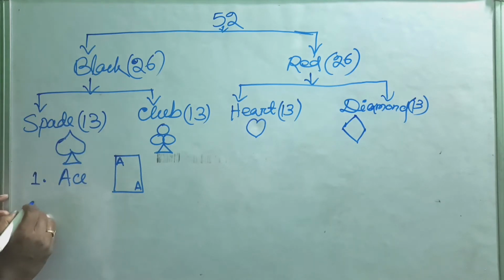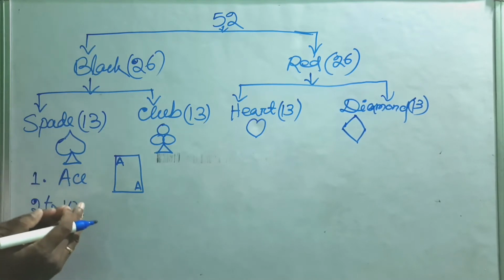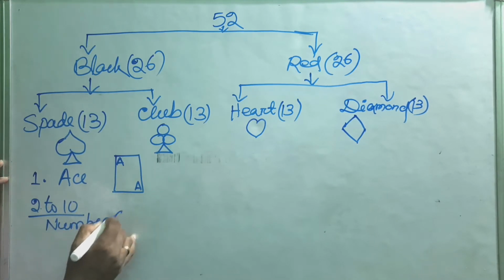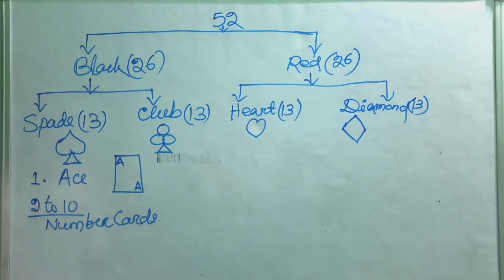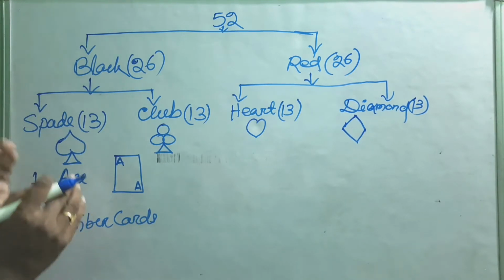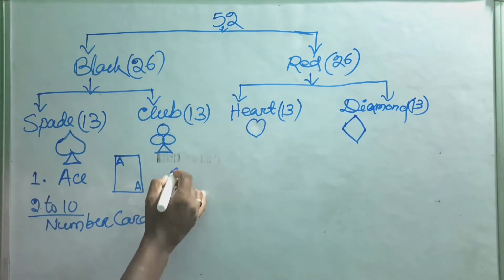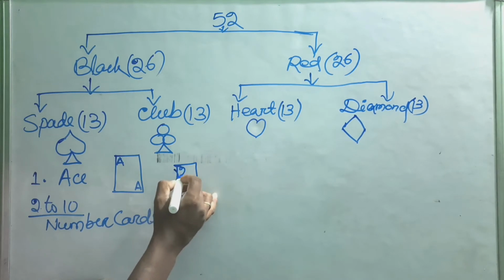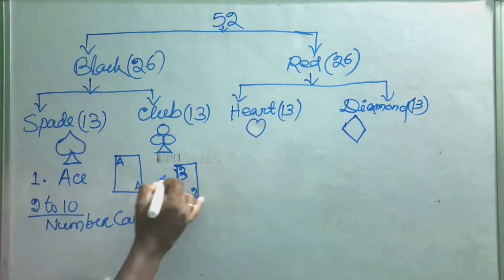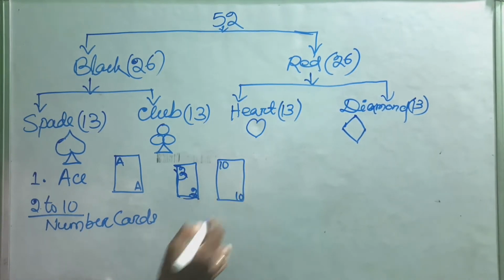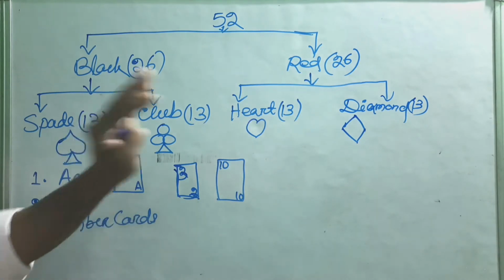Now the second card through the 10th card, that is 2 to 10, are called number cards. Why are they called number cards? Because a number is written on these cards. Suppose this is a card, 2 is written like this, or 3 is written, or 10 is written like this. That is why they are called number cards.